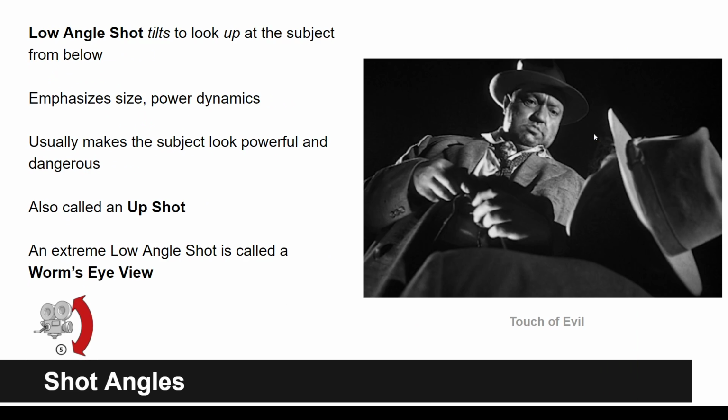Okay, so a low angle shot, or an up shot, is where we're low and looking up at the subject. This emphasizes power dynamics and size differences between characters in the film, or subjects in the shot. Usually it makes the person who's higher, that we're looking up at, more powerful or dangerous. An extreme version of this, if we were down in the dirt at the very ground level, would be called a worm's eye view, as if we were a worm looking up at the world. You can see this little diagram right here, this camera tilting up.